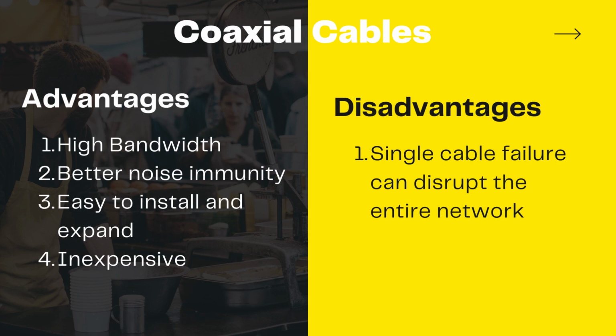The advantages of coaxial cables include that they provide high bandwidth, better noise immunity because of the insulation layers, and they are easy to install and expand whenever we want, and also these cables are not expensive. But they have some disadvantages as well. If a single cable fails, it can disrupt the entire network, because if there's a disruption or some broken areas, the entire connection is not working. That is a drawback.